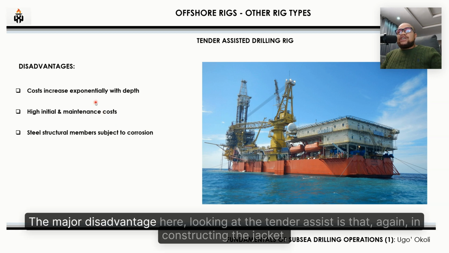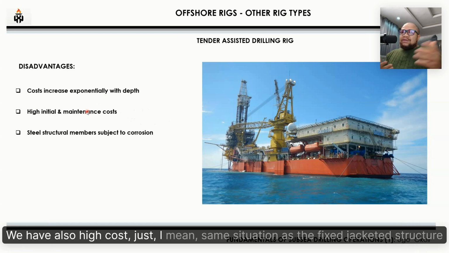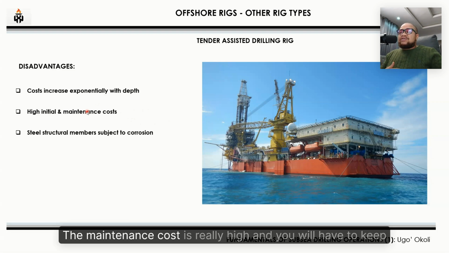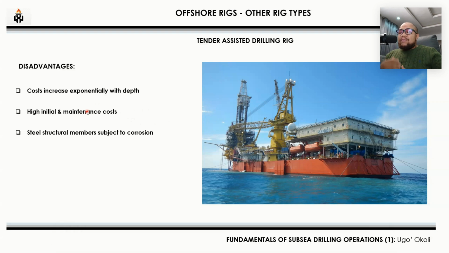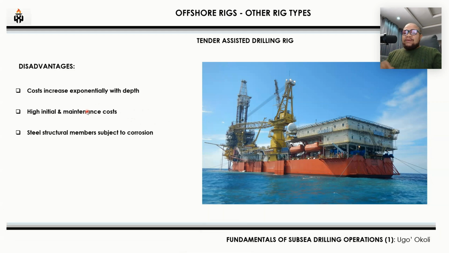The major disadvantage here, looking at the tender assist, is that again, in constructing the jacket, the capex is high and increases exponentially with depth. We also have high cost, the same situation as the fixed jacketed structure. The maintenance cost is really high, and you will have to keep maintaining that facility until you fully develop that field and perhaps towards the commissioning stage.